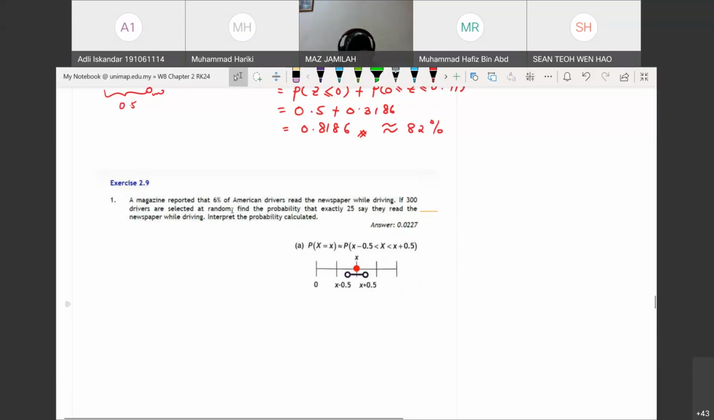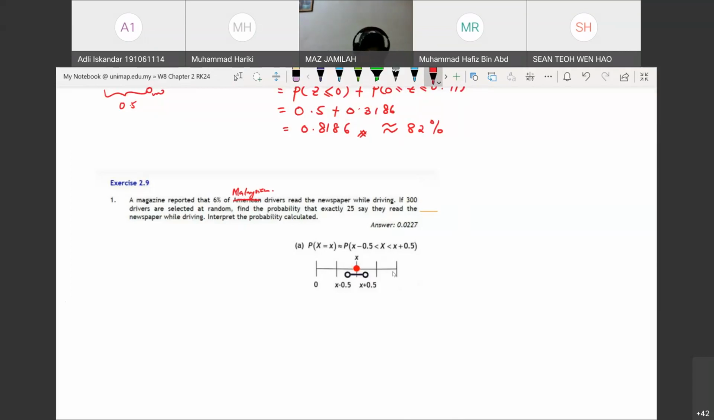A magazine reported that 6% of American drivers read the newspaper while driving. Is it American? In your case, it's my nation. My previous textbook is American, so in our nation. Now if 300 drivers are selected at random, find the probability that exactly 25 say they read the newspaper while driving and interpret the probability calculated.